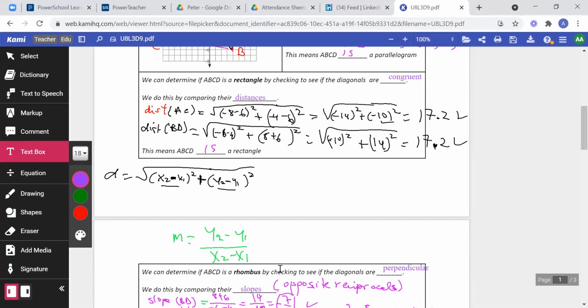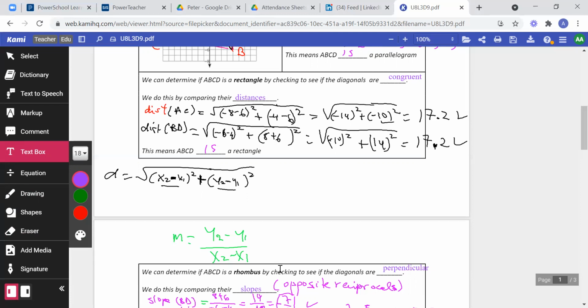To verify if it's a rhombus, just try to see the slopes of the two diagonals. If the product of the slopes is -1, then it means one slope is a negative reciprocal of the other, so they are perpendicular.